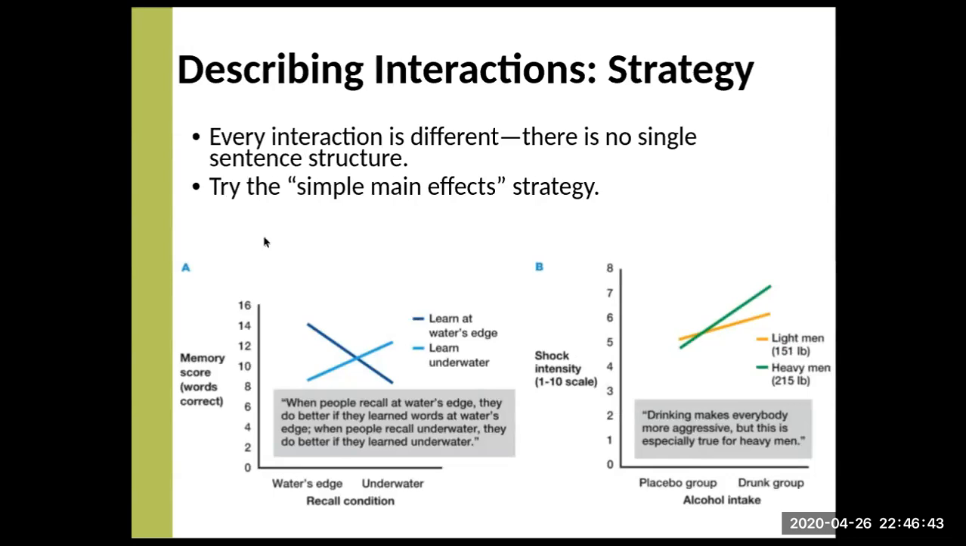So, again, every interaction is different. There's no simple structure. So we can say something like, when people recall at the water's edge, they do better if they learned the words at the water's edge. When people recall underwater, they did better if they learned underwater. Or looking at the one on the right, drinking makes everybody more aggressive because, as you see, as you go from placebo to drunk group, both groups are higher than in the placebo group. But this is especially true. It's even higher for those who are heavier, right? So these are different ways to try to describe it.